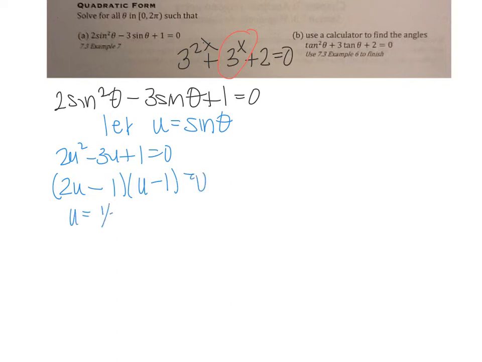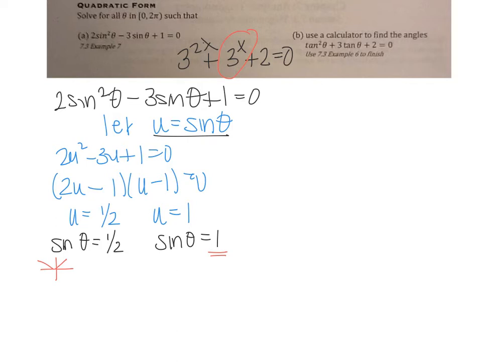So we get u equal to a half, u equal to 1, but then we're going to substitute that value, sine theta, back in. So we're solving those simple trig equations. Sine theta is equal to a half, and sine theta is equal to 1. So again, we still want to consider the quadrants where sine theta is positive. That's going to be in quadrants 1 and 2. And over here, this is going to be one of our quadrantal angles.